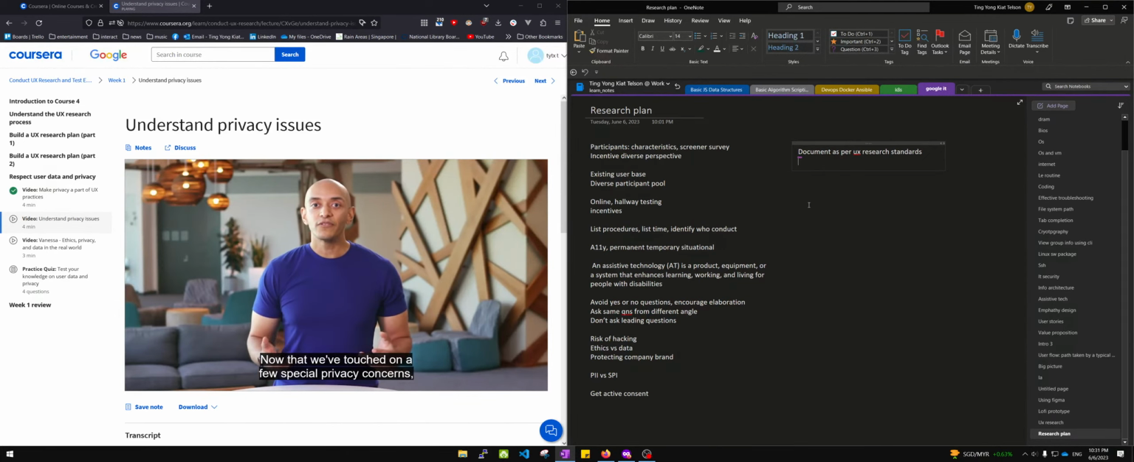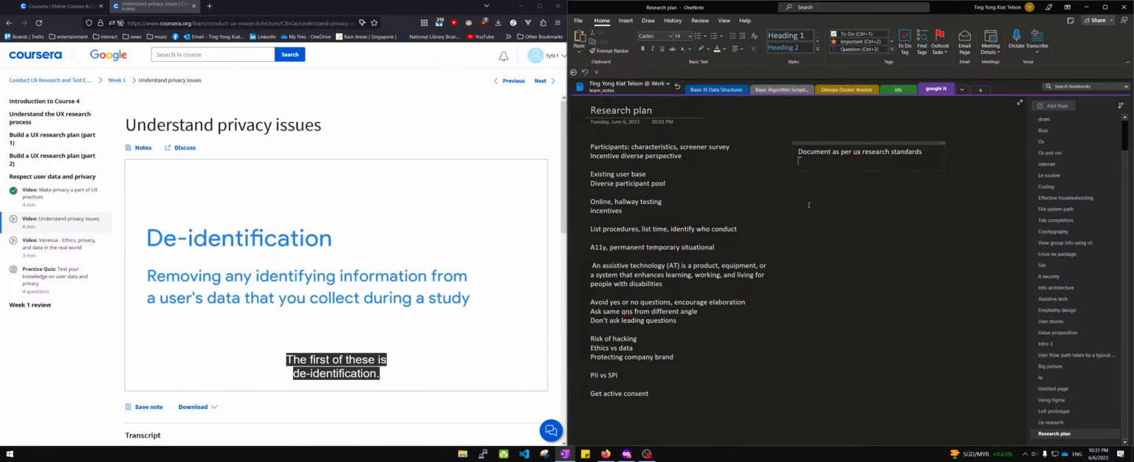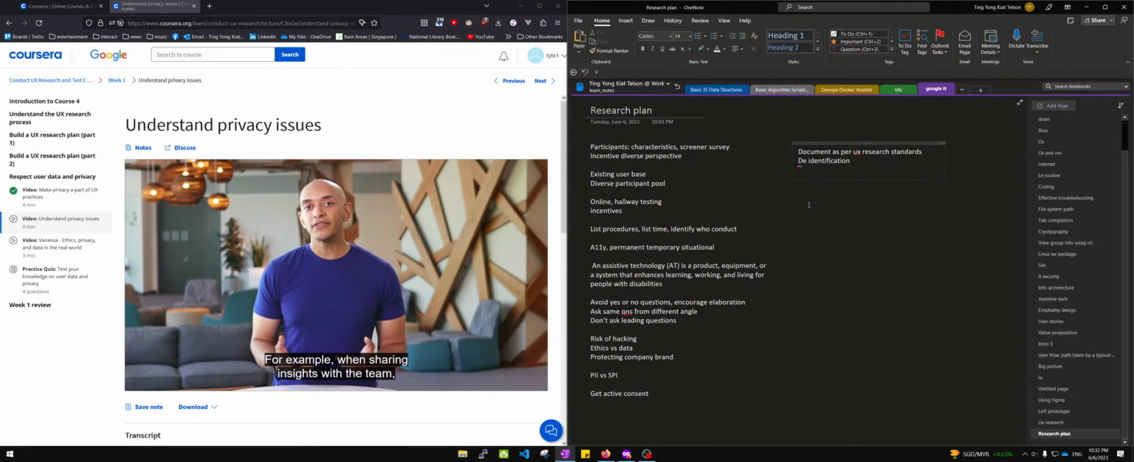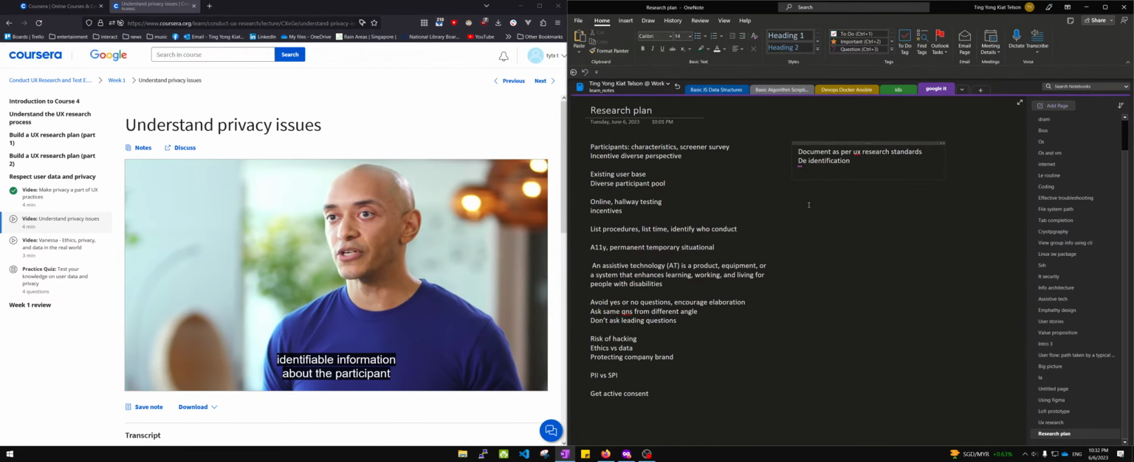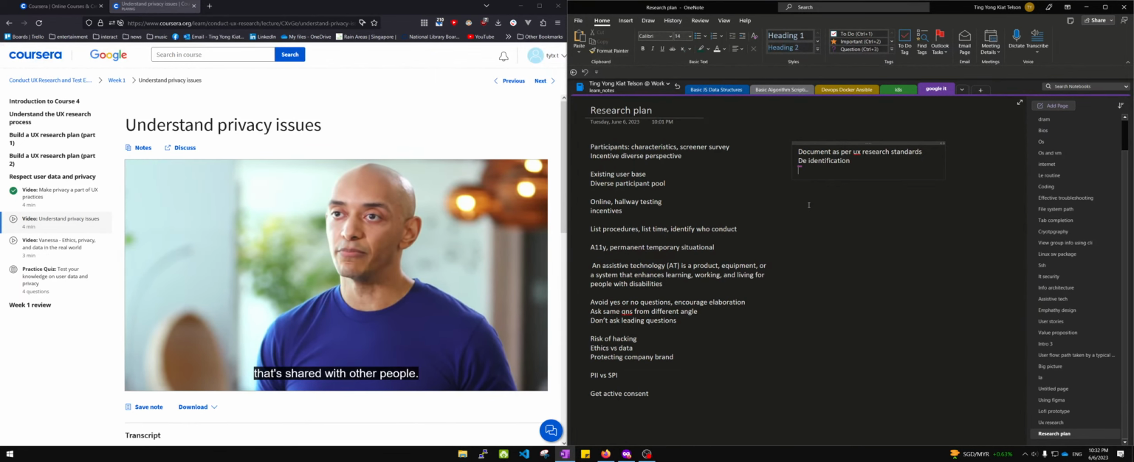Okay, now that we've touched on a few special privacy concerns, let's check out a couple of tools you can use to maintain privacy. The first of these is de-identification. De-identification is removing any identifying information from a user's data that you collect during a study. For example, when sharing insights with the team, rather than attributing a quote to a participant by name, you might say participant 1 and change all pronouns to they. This can help reduce the amount of identifiable information about the participant that's shared with other people.